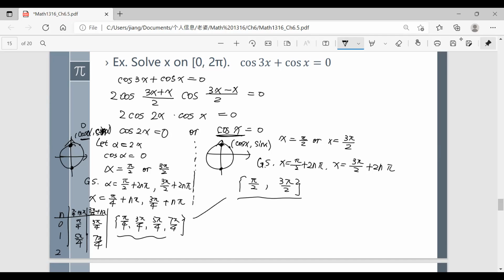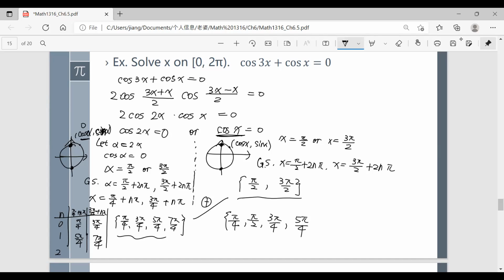That means I need to add them together. So the final result must be pi over 4, and then should be this term because this one is smaller than 3 pi over 4. So pi over 2, 3 pi over 4, and 5 pi over 4.